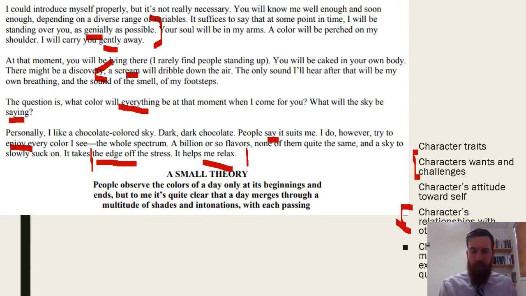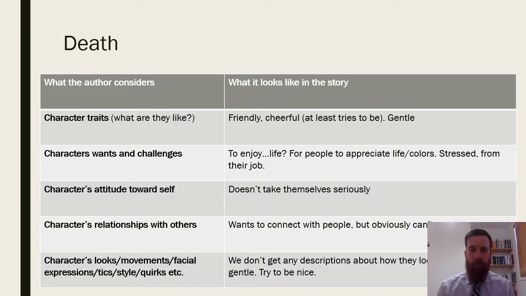So it sounds like things are kind of challenging for Death, and I didn't think after reading 2 pages of Death as my character I'd be, like, feeling kind of bad for Death, but it seems like that's what the author's trying to do, and they're doing that by kind of intentionally making these things. My character's traits, my character's wants, their attitude toward themselves, their relationship with others. So if I had to go through and fill that out for Death, it might look something like this.